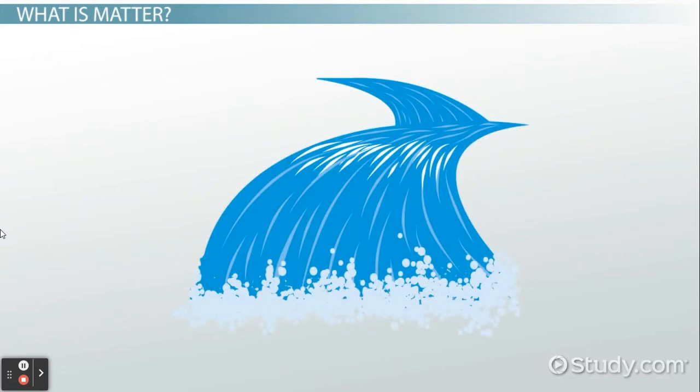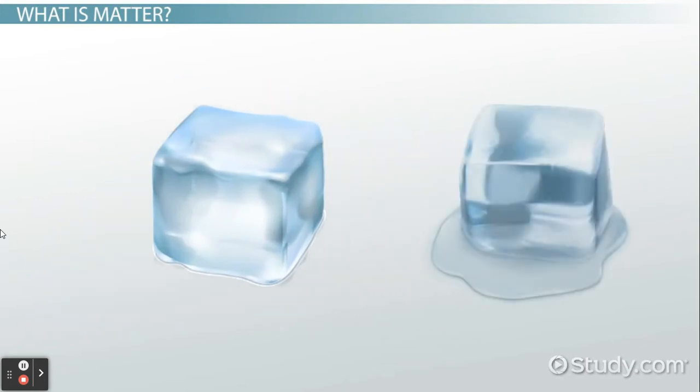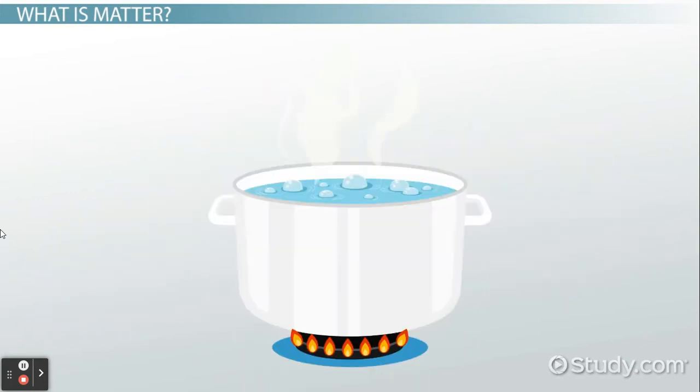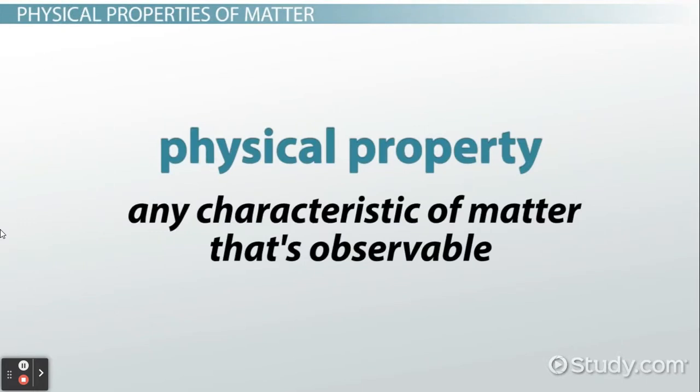Take water, for example. When it's frozen into ice, it's a solid, but when it's melted, it's a liquid. When you boil water and it rises up as steam, the water becomes gas. All matter in all its different states has physical properties and chemical properties. Let's explore these properties. A physical property is any characteristic of matter that's observable.